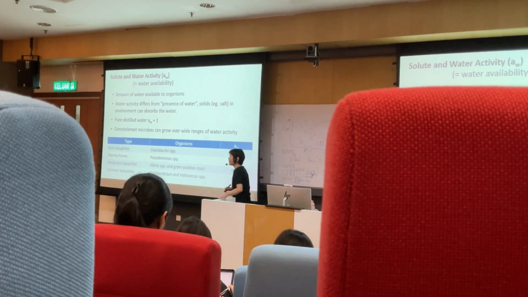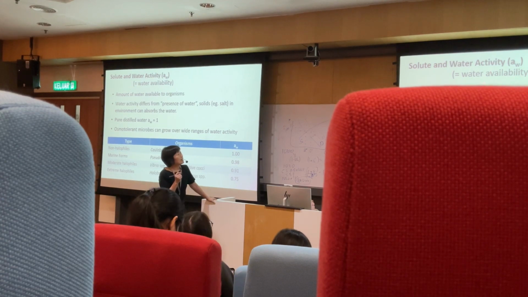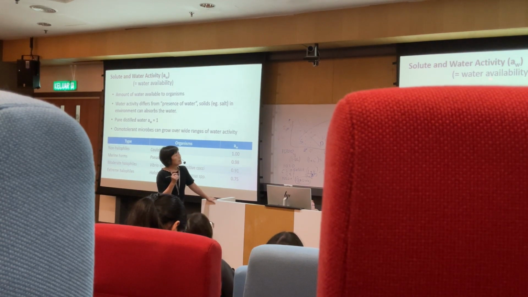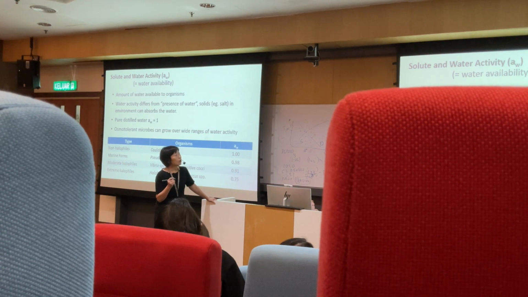Yeah, this is the last slide about the aerophile. So we talked just now about water availability. Water availability is different from the amount of water present in the environment, because it's the availability for the bacteria to use. So do not confuse it with the presence of water, because the salt or sugar in the environment can absorb the water and reduce the water availability. So when you have pure water, normally we say it is 1.